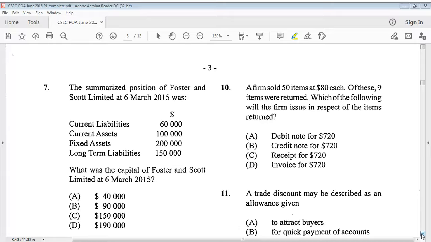So we know we are going to deduct our liabilities from our assets. Now, our total assets, current assets and fixed assets, that's 300,000. Our current liabilities and long-term liabilities, that's 210,000. So when we subtract 210,000 from 300,000, we're left with 90,000. So our answer for number 7 is B.